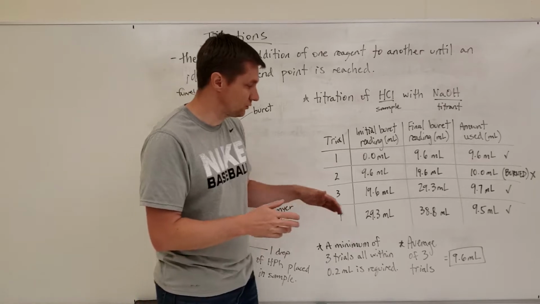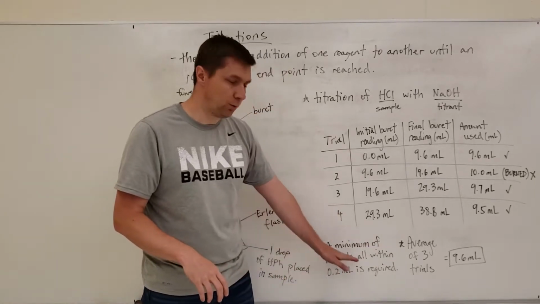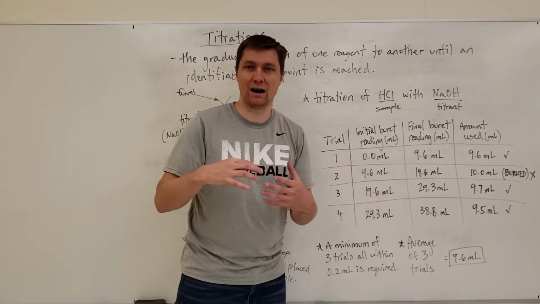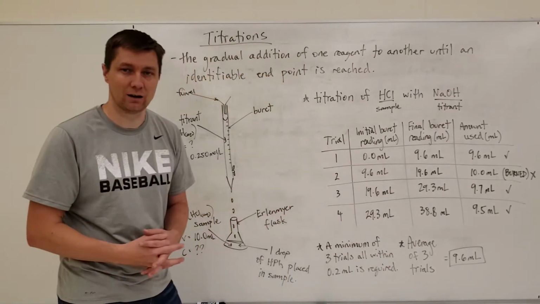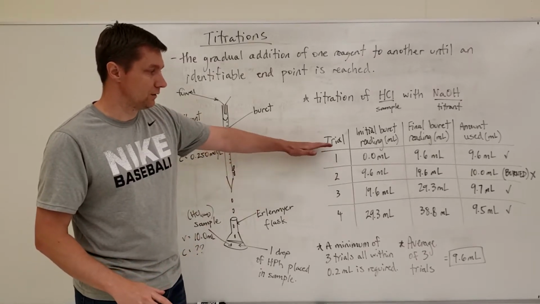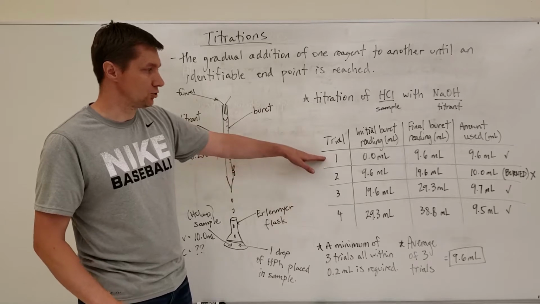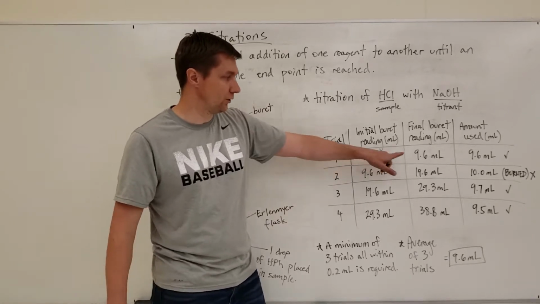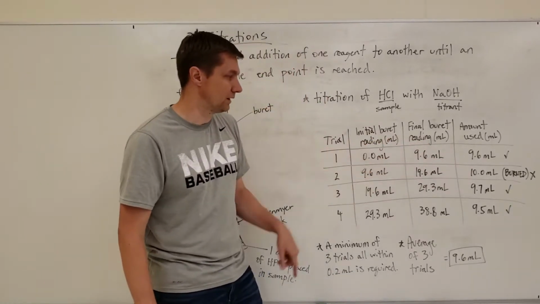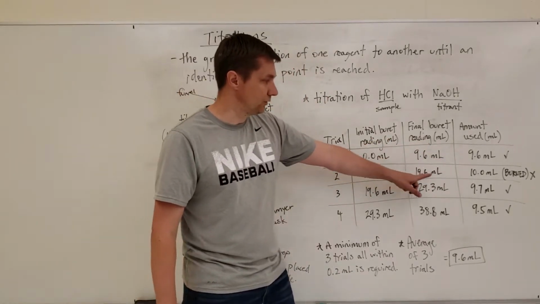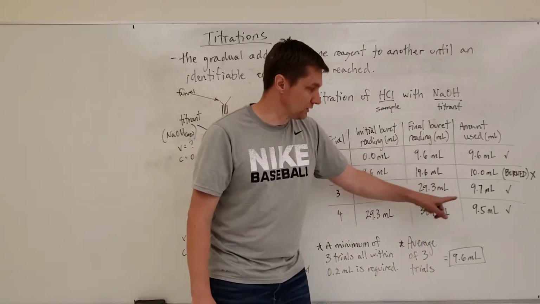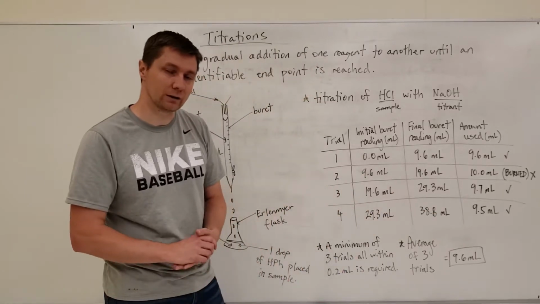Once we get those 3 trials that are within 0.2 milliliters, we need to average those 3 trials to get an average volume, and then we use that number in our calculation. In this example, you can see the numbers that were collected. In trial 1, the initial burette reading was 0, the final burette reading was 9.6, so the amount used was 9.6. We just go final minus initial. In trial 2, the amount used was 10, trial 3 was 9.7, and trial 4 was 9.5 milliliters.